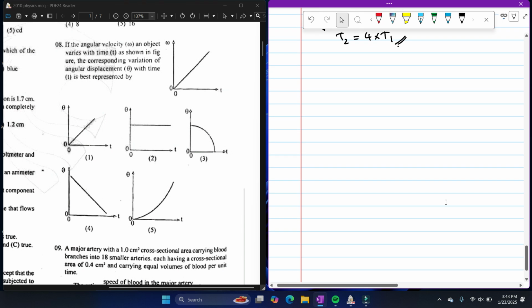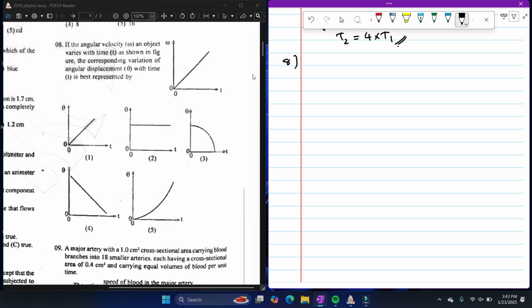Now we'll move on to question number 8. If the angular velocity omega of an object varies with time as shown in the figure, the corresponding variation of angular displacement theta with time t is best represented by.